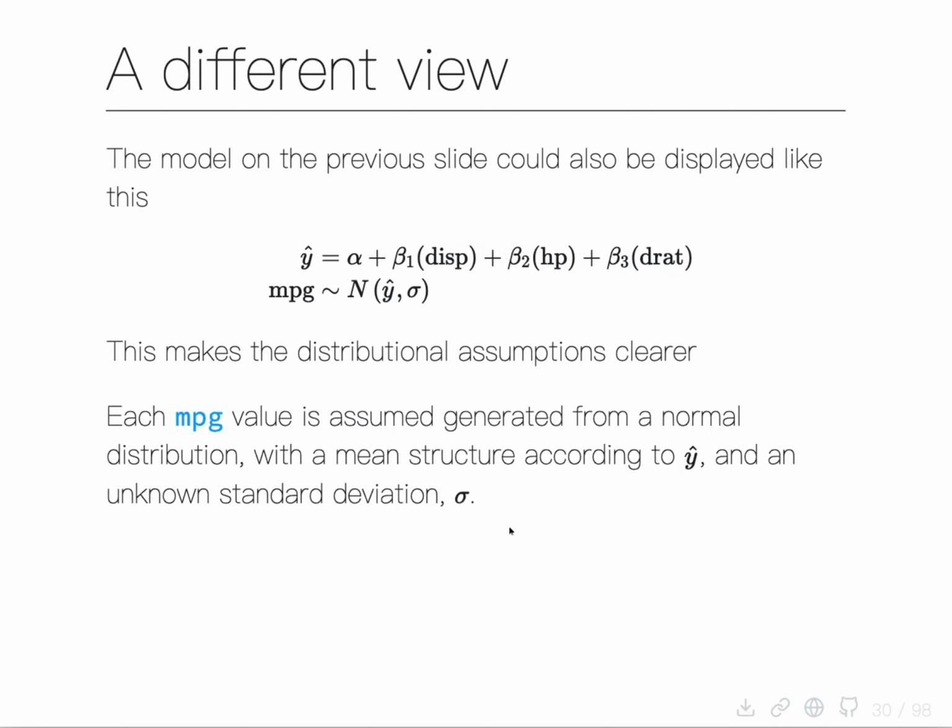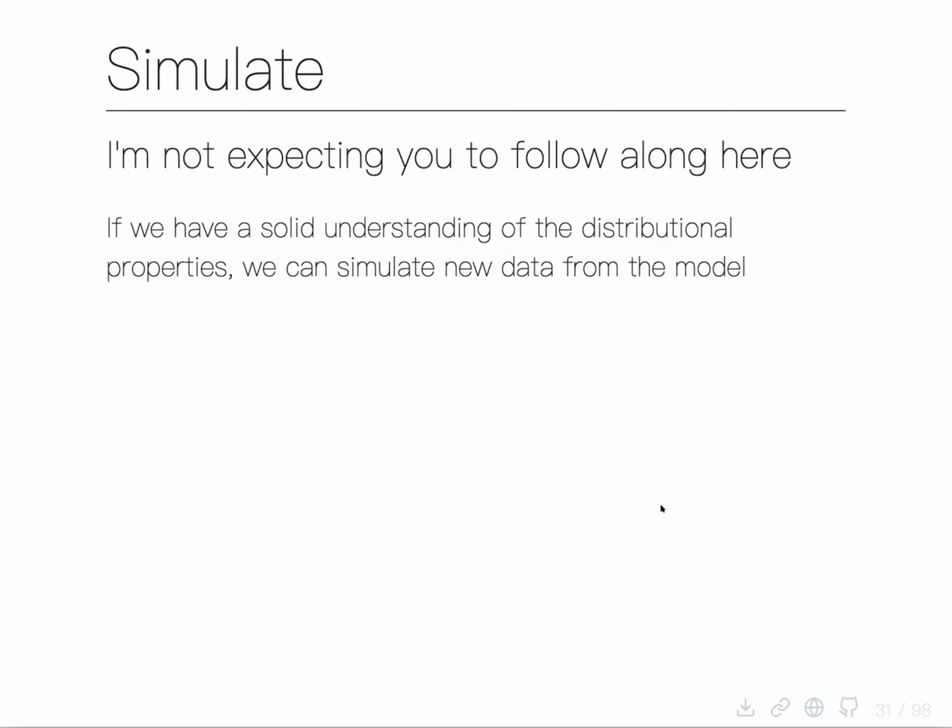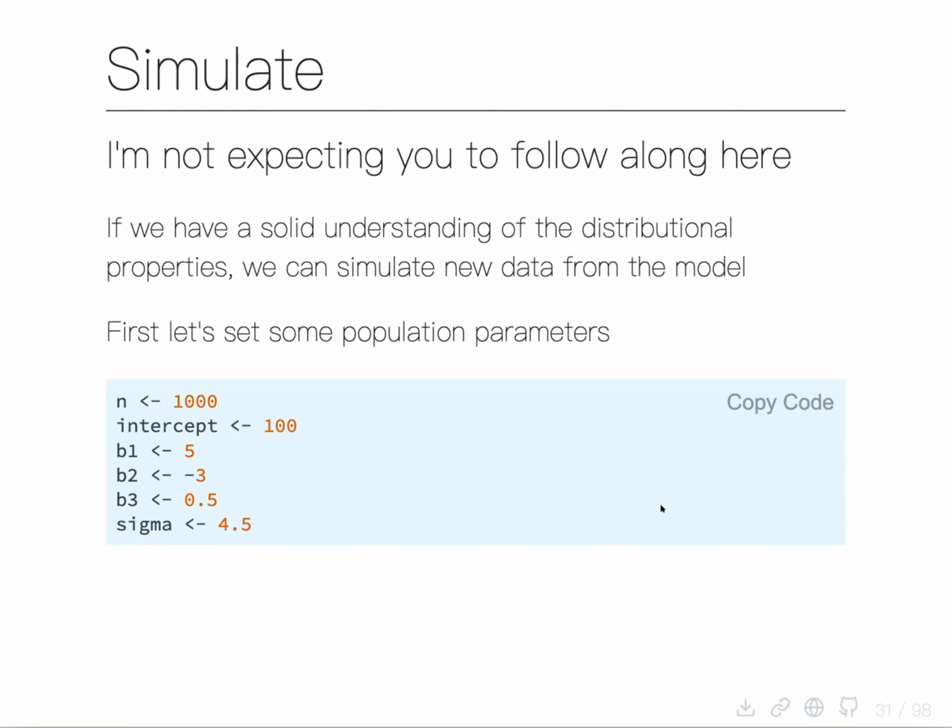Okay. So each MPG value is assumed generated from a normal distribution with a mean structure according to this and some unknown standard deviation, which we will estimate. Okay, I'm not expecting you to follow along here, but part of why this notation is useful is because if you want to simulate data from a model, then it's a lot easier when you see all the parts of the model, right? And nothing is missing. So I'm going to walk through this really quickly.